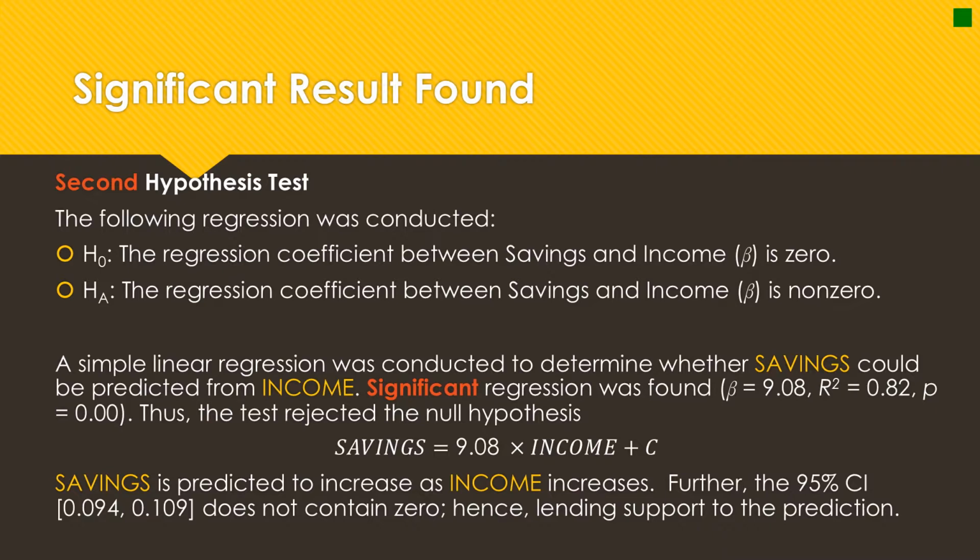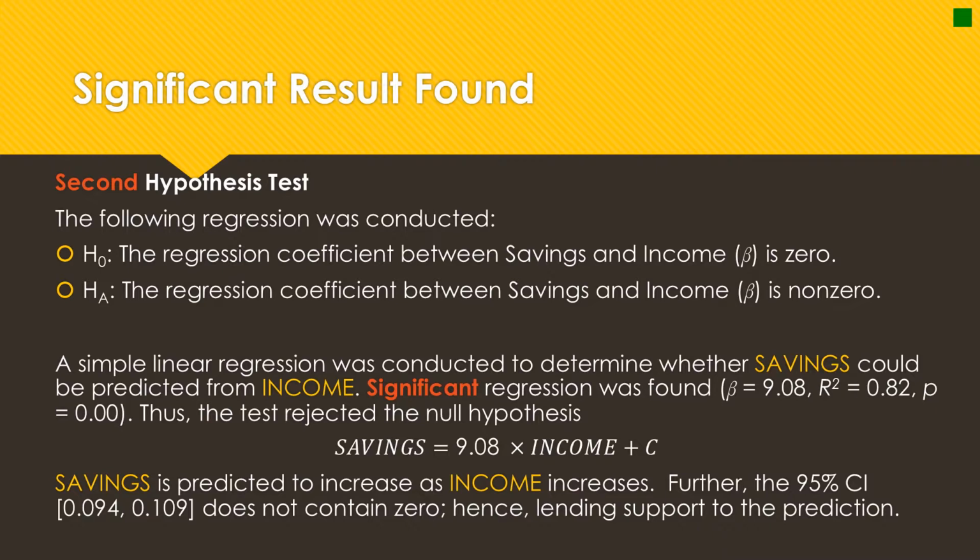So savings is predicted to increase as income increases, because we know that a change in income will change the savings. The 95% confidence interval for the coefficient, 0.094 to 0.109, doesn't contain 0. So we will reject the null hypothesis because the p-value is less than alpha, and we are going to accept the alternative hypothesis, which is that the coefficient between savings and income is non-zero.